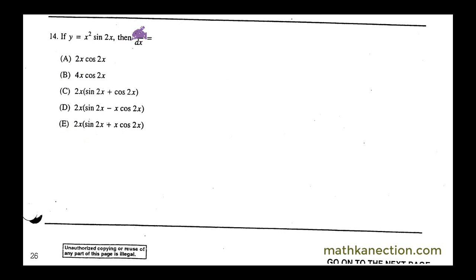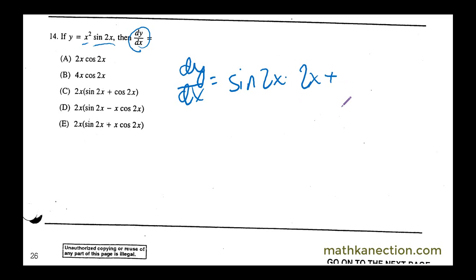So in problem number 14, we're going to need to get the derivative. And we can see there's two different functions, so we're going to have to do the product rule. So the derivative is going to be g, which is sine of 2x, times f prime, which is 2x, plus f, which is x squared, times the derivative of sine of 2x, which is going to be a chain rule. Derivative of the inside is 2, derivative of the outside is cosine, and keep the inside the same.